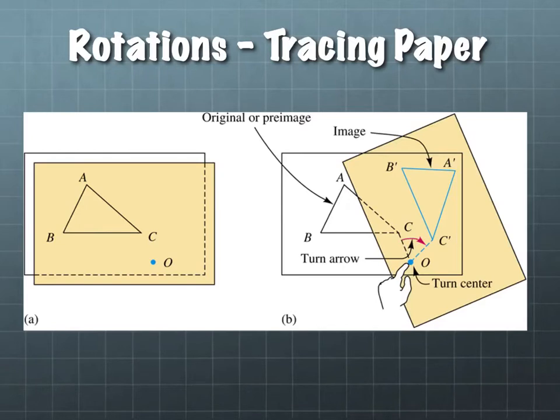And you can see how that paper is shifted, right? So if you imagine that beige color is your tracing paper, and you were to hold the turn center fixed and shift it, the original triangle doesn't move. It's just the image that we're shifting, right? It gets moved, and it doesn't change the size or shape.